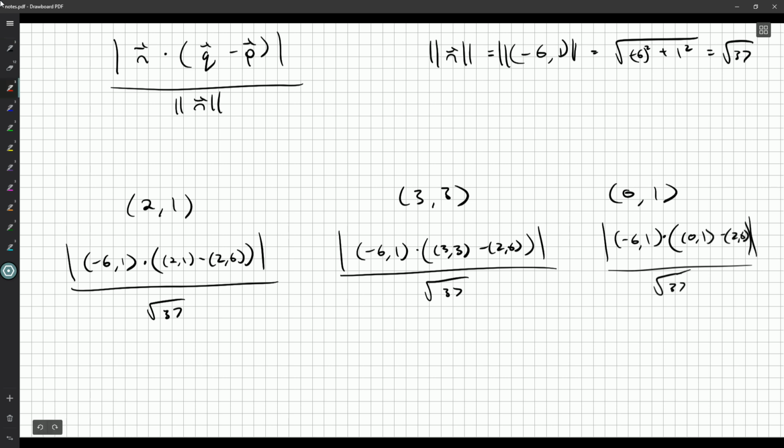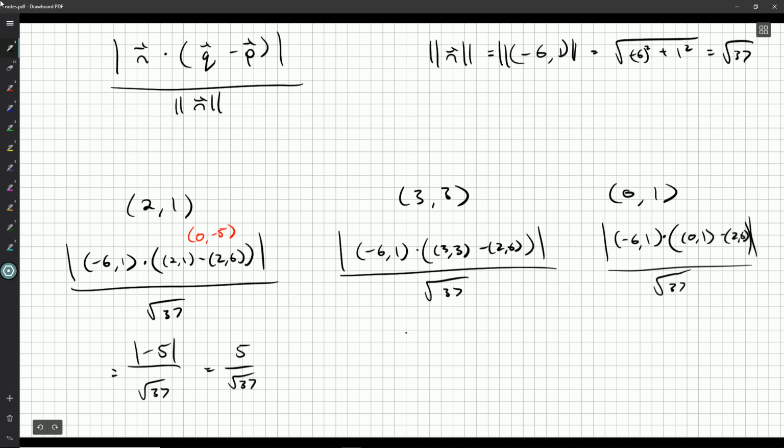All right, so (2, 1) minus (2, 6) is going to be (0, -5). (0, -5) dotted with (-6, 1) is going to be -5. So the first one is a distance of 5 over root 37 away from our line.